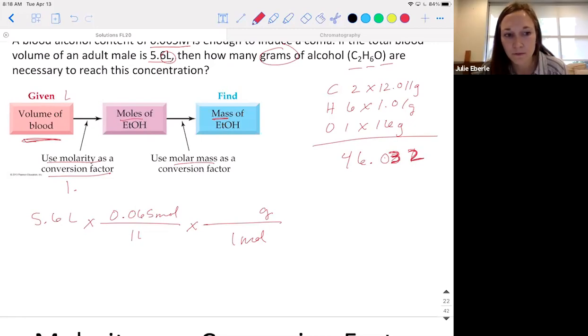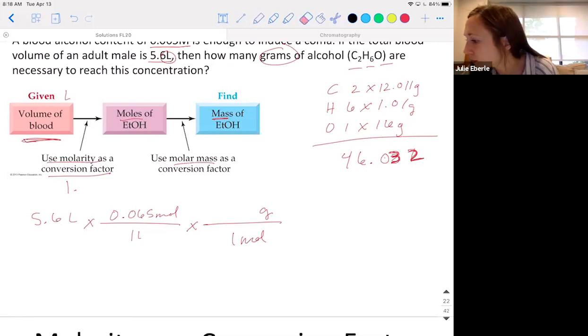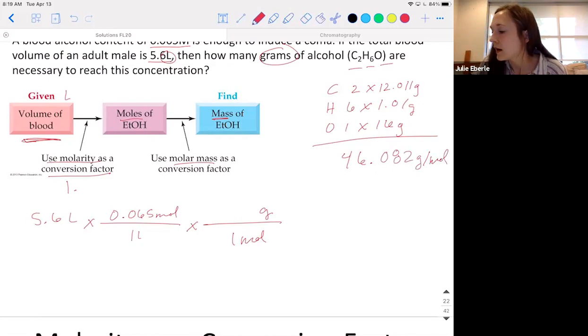0.082. Okay, thanks. I knew I was wrong. Gram per mole. All right. So now we're just going to plug that in. So you do 5.6 times 0.065 times 46.082.